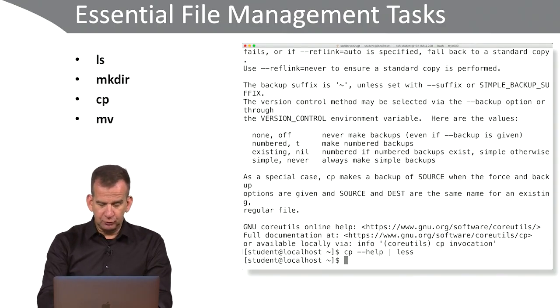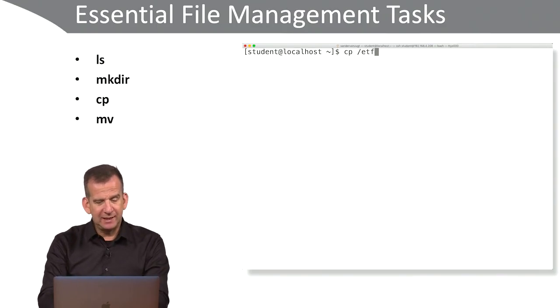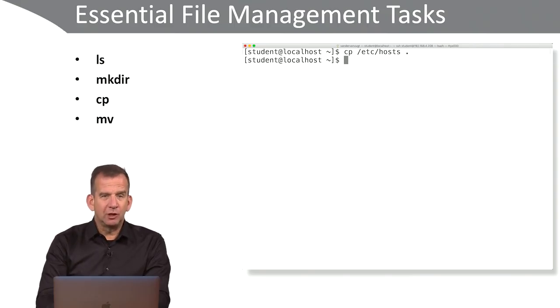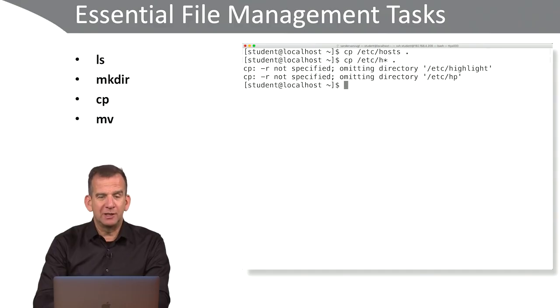So I can use something like cp /etc/hosts, for example, to dot. Dot is the current directory. So it copies the file /etc/hosts into the current directory, which is my home directory. You can use cp based on patterns as well. So if you use cp /etc/h* for example, to dot, then you would copy everything from /etc that has a file name starting with an H to the current directory.